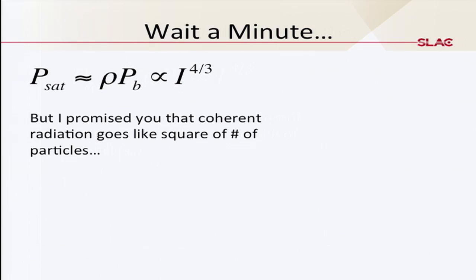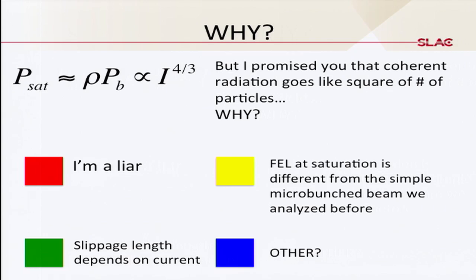I want you to call me a liar or spend a few times thinking why I didn't lie to you. Because I promised you that the coherent radiation goes like the square of the number of particles, didn't I? However, rho goes like the current to the 1/3, and beam power is proportional to the current. So your saturation power now goes like the number of particles per unit length to the 4/3, right? And now is the time for a fancy color-coded question.